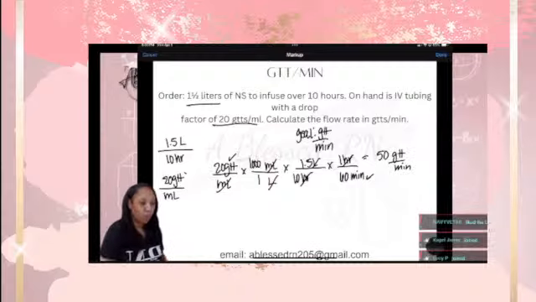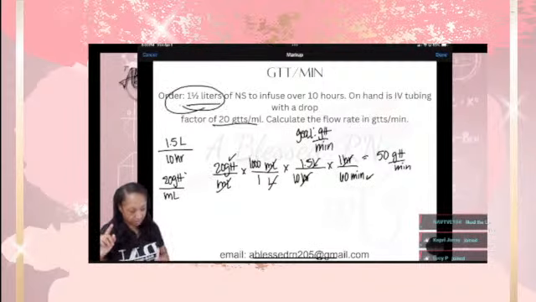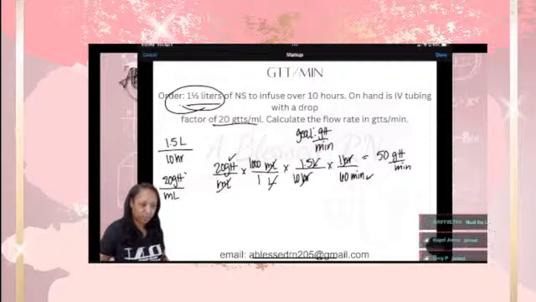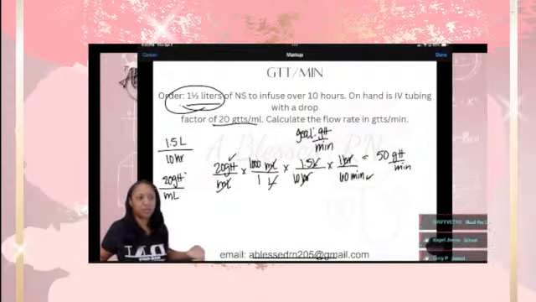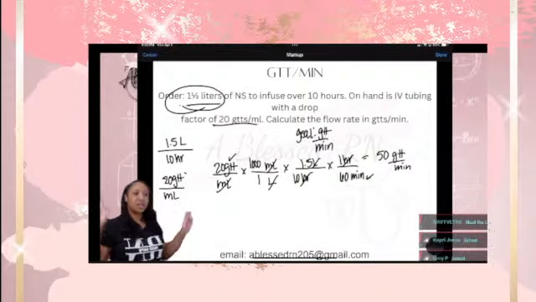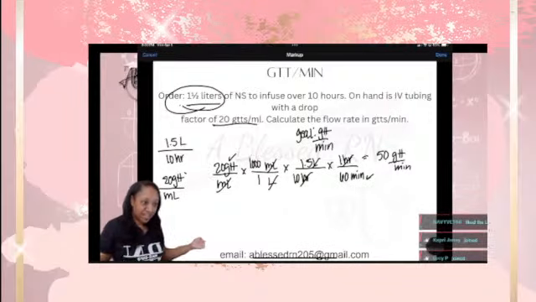So if you wanted to change that 1.5 liters, because you see how I put 1.5? Don't let fractions throw you off. People see fractions, they start shaking in their boots. Be twerking in the seat. Don't do that. 1.5, that's the same thing as half, right? 1.5. All right, just change it.